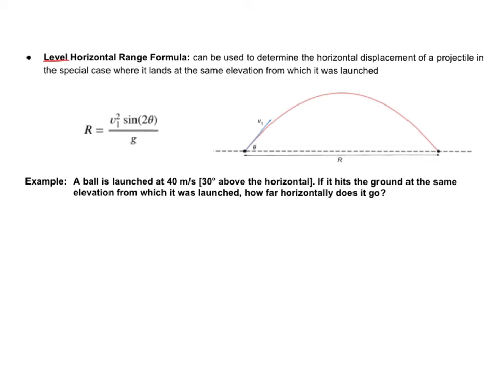All right, so this first example here is just a direct application of this formula. Anytime you read a question, you want to make sure you know whether or not it's level. You can only use this formula when it's level. Okay, and this one is level. It says it hits the ground at the same elevation from which it was launched, so that means it's level. We can use this formula.